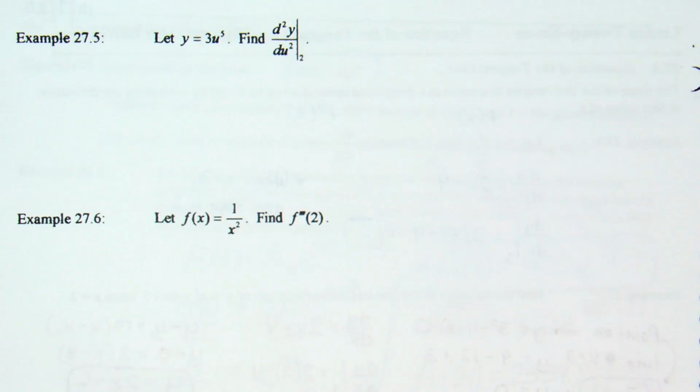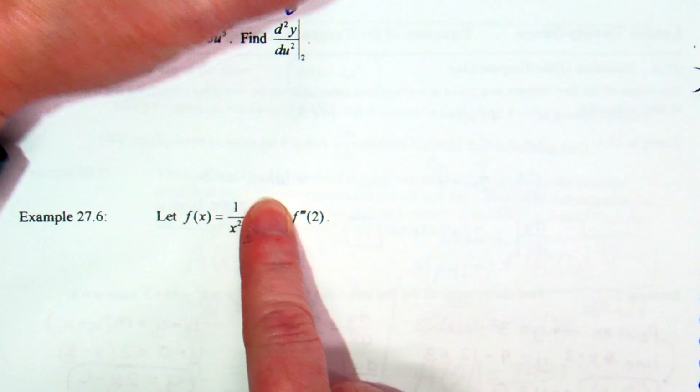The definition of tedious. Okay, so in this one, let y equals 3u to the 5th. And it's saying find d squared y over du squared evaluated at 2. What do you think that d squared y over du squared is asking us to find? This is notation for the second derivative.